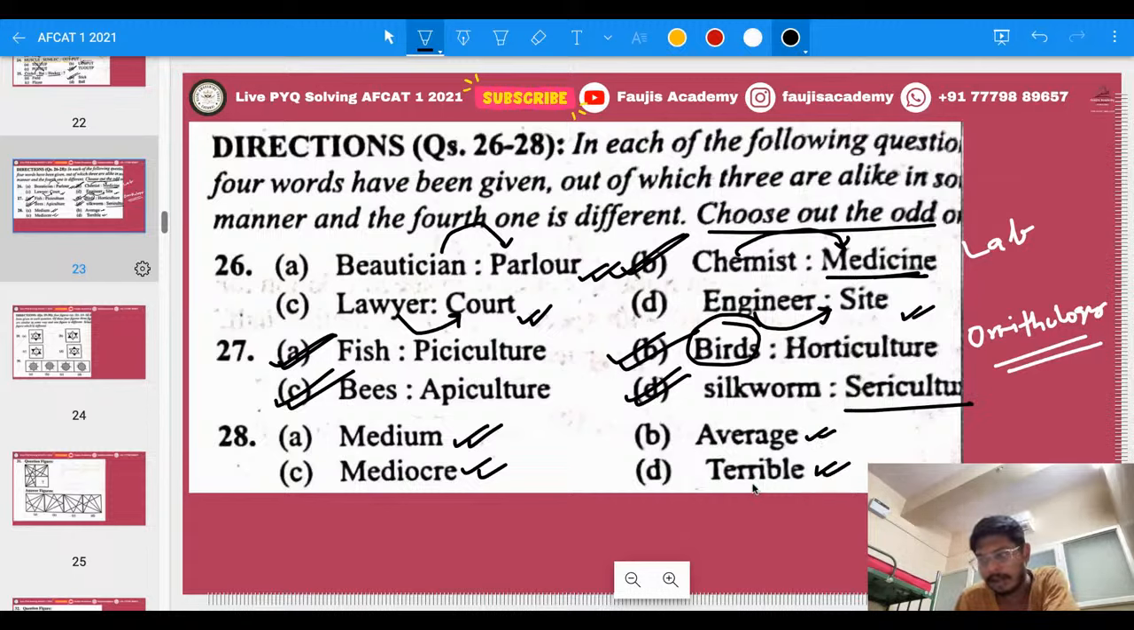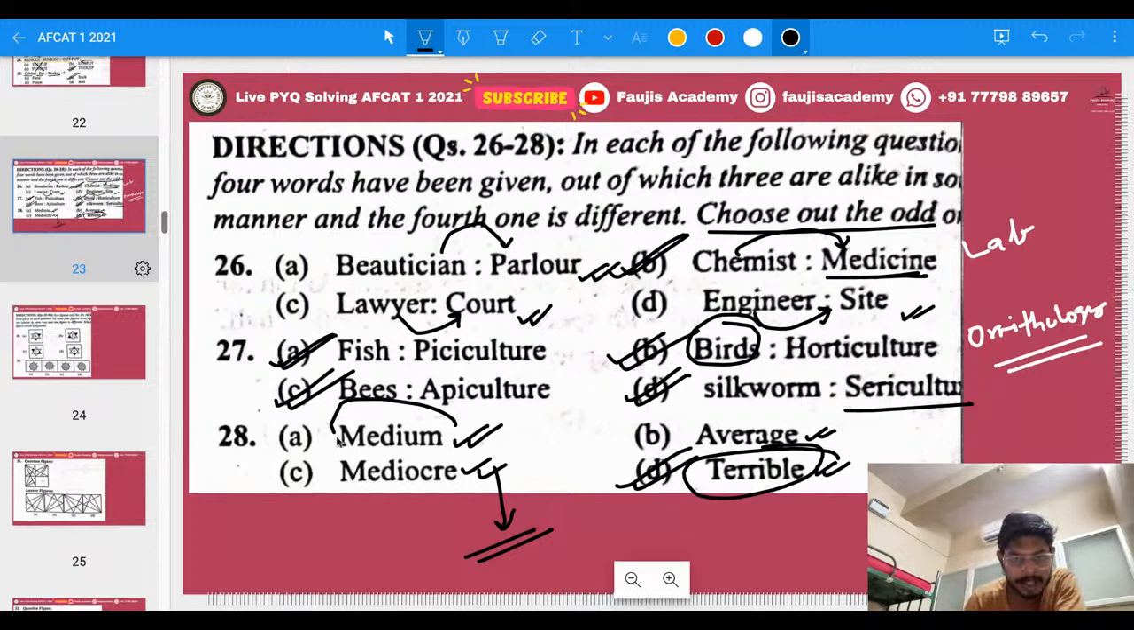The next odd one out: medium, mediocre, average, terrible. Yes, 27B. Terrible means even worse than average, very bad, even worse than average. Medium means average. Mediocre means, saying this is just a mediocre performance, this is just an average performance. The meaning of all remains the same.